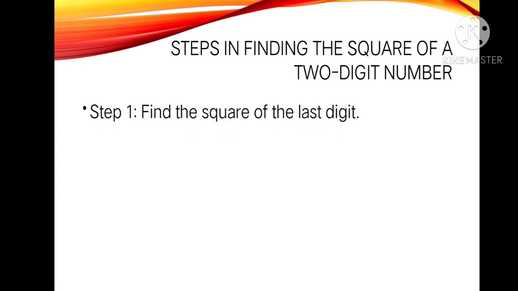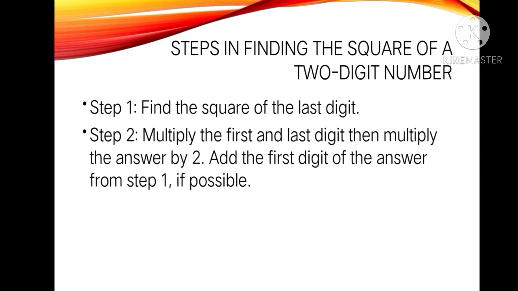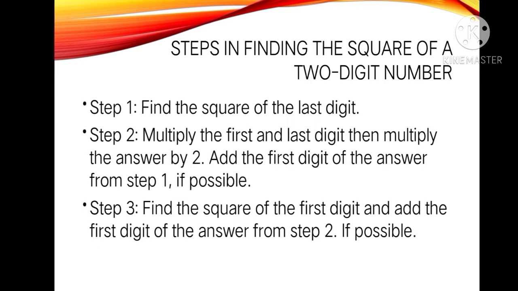The first step is to find the square of the last digit. The next step is to multiply the first and last digit, then multiply the answer by 2. Add the first digit of the answer from step 1 if possible. Our step 3 is to find the square of the first digit and add the first digit of the answer from step 2 if possible.